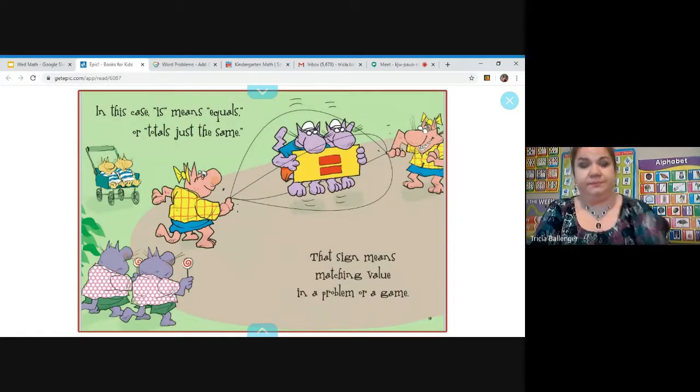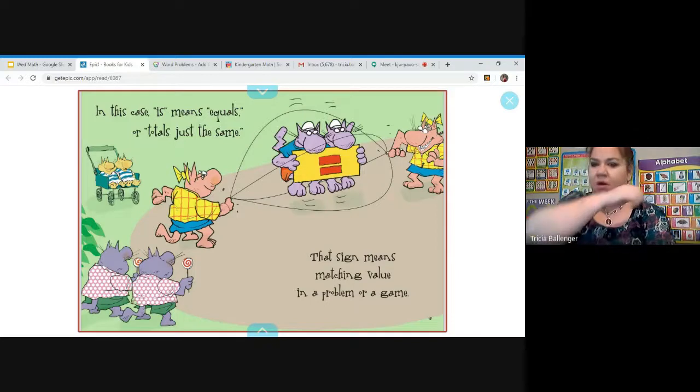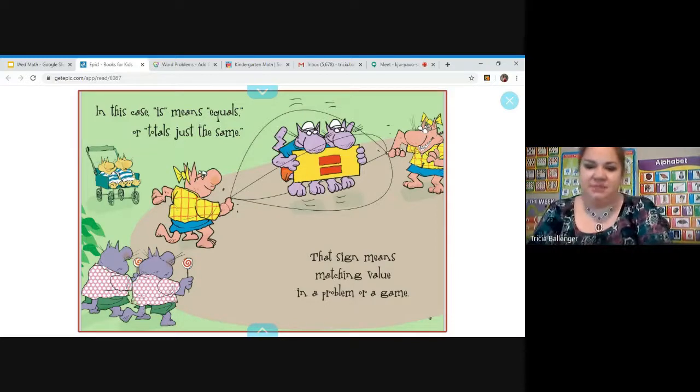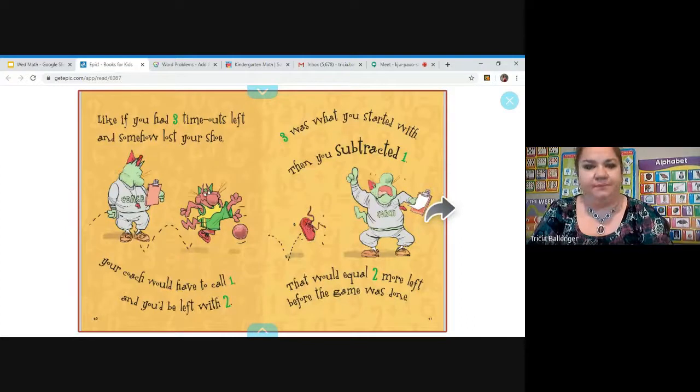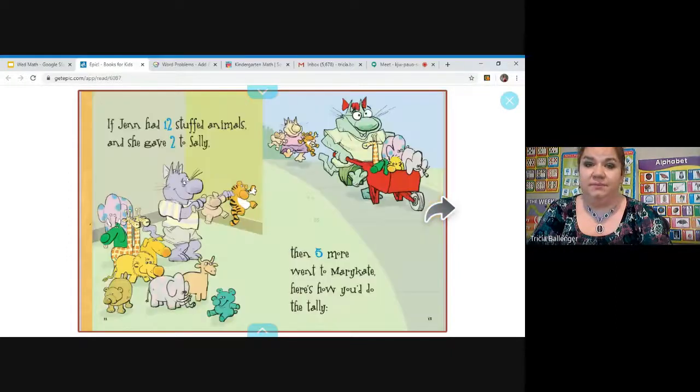In this case, is means equals or totals just the same. The sign means matching value in a problem or a game. Like if you had 3 timeouts left and somehow lost your shoe, your coach would have you call 1 and then you'd be left with 2. 3 was what you started with, then you subtracted 1. That would equal 2 more left before the game was done.